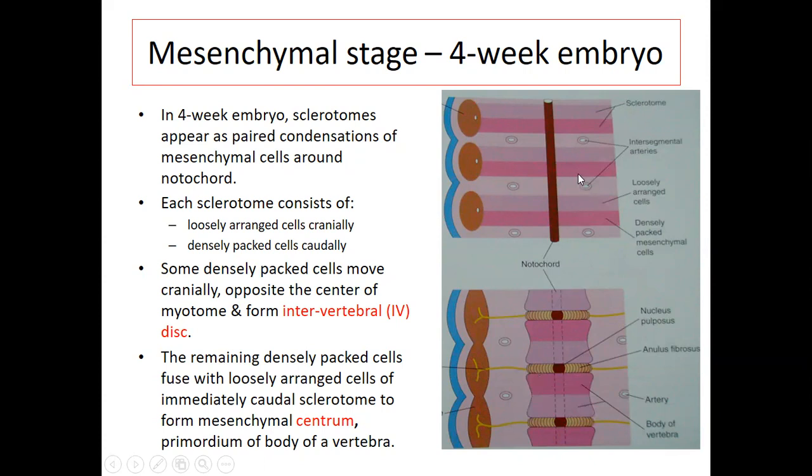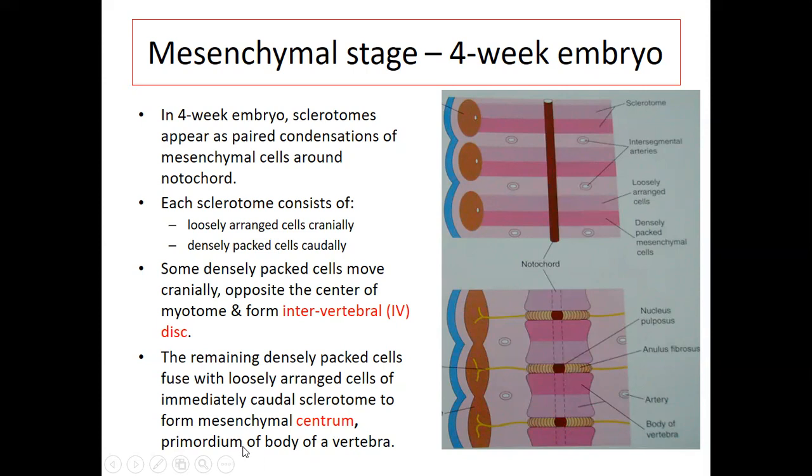Some of the densely packed cells are moving opposite the center of the myotome here. They form the intervertebral disc, and then some of the densely packed mesenchymal cells here are moving caudally and fuse with the loosely arranged cells here. They form the mesenchymal centrum. That's why you can see the color here. This one represents this one, and this one represents this one.